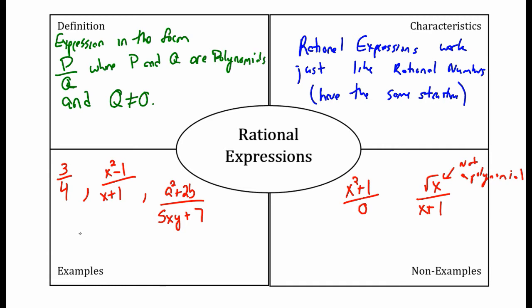So rational expressions consist of lots of things, x plus 3 over 2. As long as you have a polynomial in the top and a polynomial in the bottom, and as long as you're not dividing by 0, you're good to go. That's what rational expressions are. We have a polynomial up top and a polynomial in the bottom.